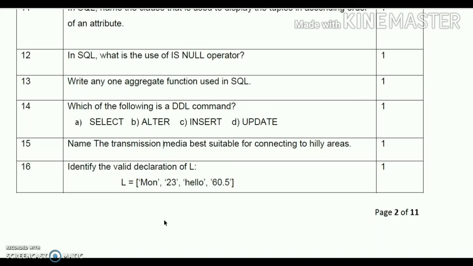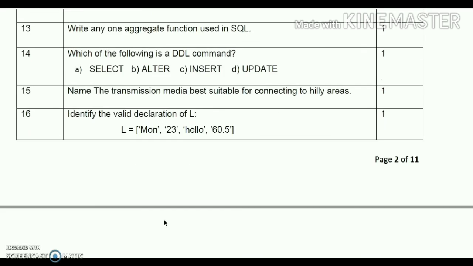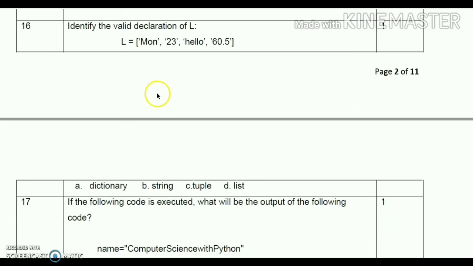Then question number 16, identify the valid declaration of L. L is given as L equal to [mom, 23, hello, 60, 5]. The options are dictionary, string, tuple and list. A dictionary is always declared in curly braces, so it is not a dictionary, not a string, and not a tuple. A tuple is defined in parentheses. So this is the answer for list. Question number 16 answer is list.